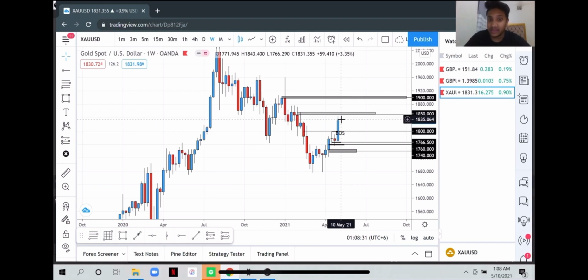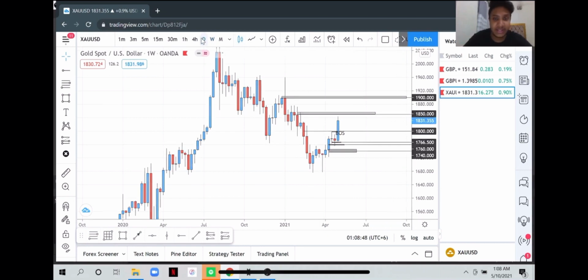But let's see. I would like to see 1850 getting tapped first before creating another lower high, because 1850 is a strong zone and also a psychological level. So we might see 1850 getting tapped very soon. But if you want to enter for buys to get it till 1850, what are the zones?